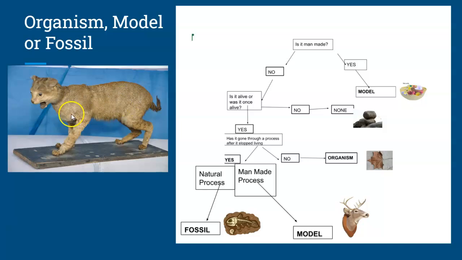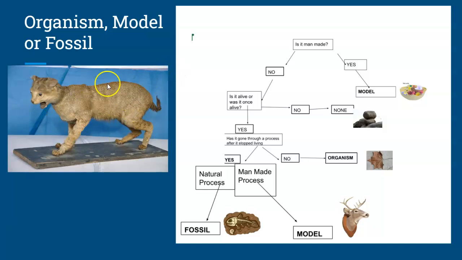And taxidermy is the process in which they literally take out all the organs and things, and they're stuffing them, and they change the eyes with glass eyes. There are no cells left in these. They have gone through a process. They still look like the living thing. That's why they're a model.